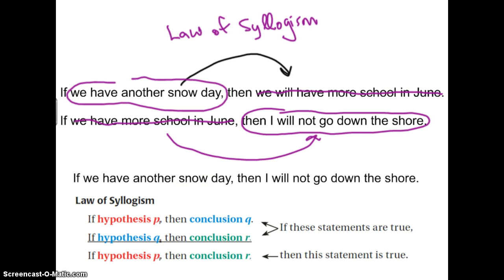So the logical conclusion that you can draw from all of this information right here is if we have another snow day, then I will not go down the shore. Does that guarantee that we're going to have another snow day? Nope. Does it guarantee we're not going to go down the shore? Nope. But it does guarantee that if there's another snow day, then I won't be able to go down the shore.